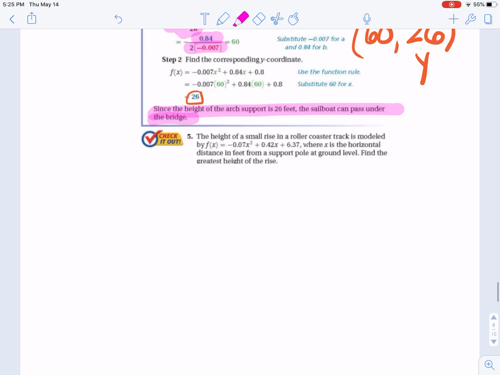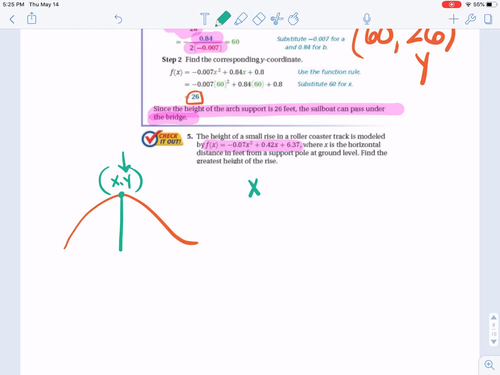Let's look at this second one. All right, I've got my equation right here. Here they're talking about a roller coaster and the height of a small rise. Okay, so a rise would go up, come down, whatever's going on. They need to know the height of the support. Does this one have a support? Yes, a support pole that holds up that rise of the roller coaster. Once again, in order to find out the height, I'm going to find the vertex and I want the y value. Everything is determined by that y value.